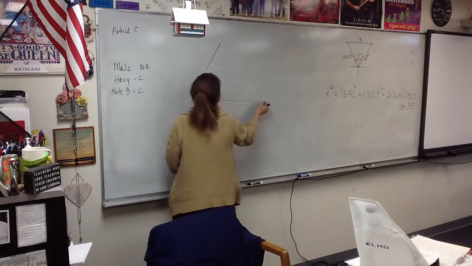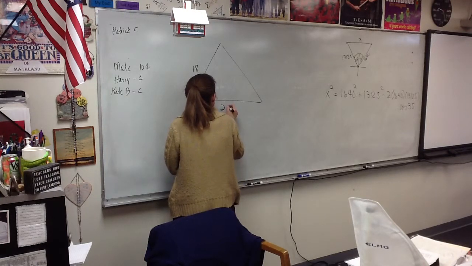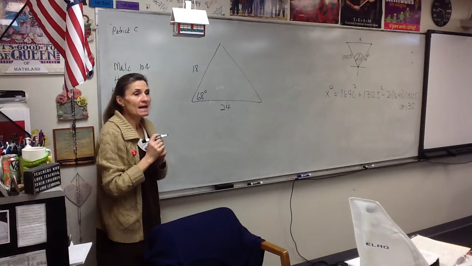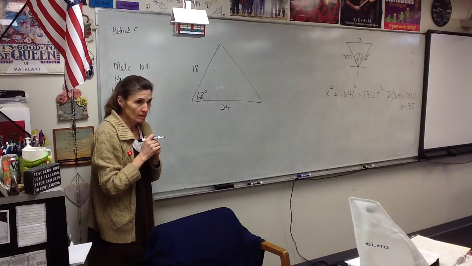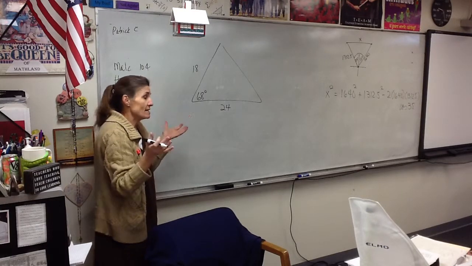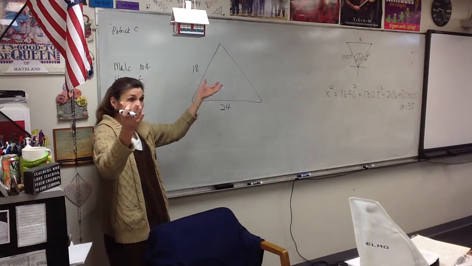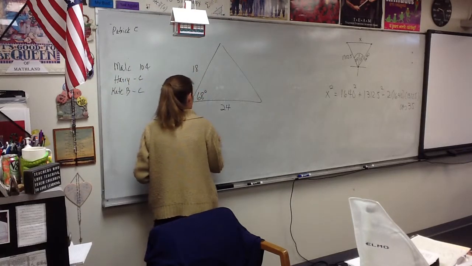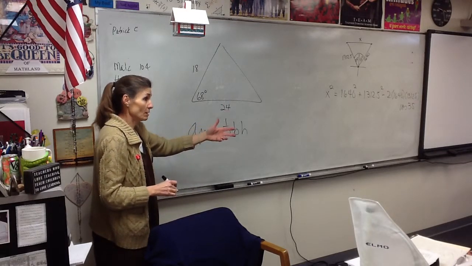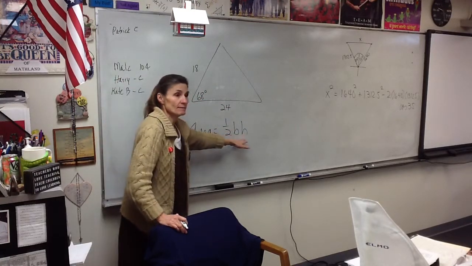So let's suppose we have a triangle, and we know that this is 18, and this is 24, and this angle is 68 degrees. And we want to find the area of that triangle. Now, you already have in your storage case a way of finding the area of a triangle. If someone stopped you on the street and said, how do you find the area of a triangle? You would say 1/2 base times height. Now, the problem is very often in real life problems, you don't have the height.